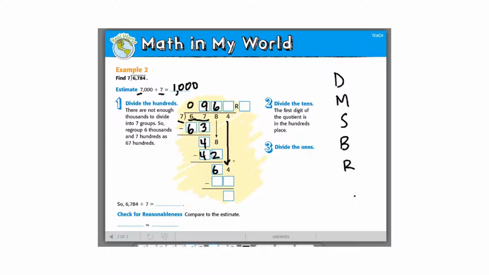Bring down the 4. So 7 into 64. We know because we already did 67, right? So we already did that, 9 times again, with a remainder of 1. So 6,784 divided by 7 is 969, remainder 1. Again, each of your numbers here should have a number above it. That helps you know that you didn't miss anything. And if we check for reasonableness, 969 is pretty close to 1,000, which was our estimate.